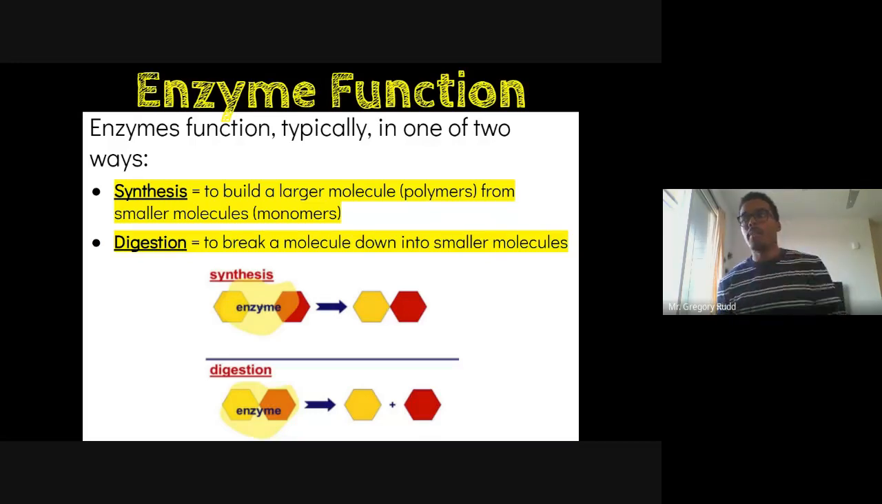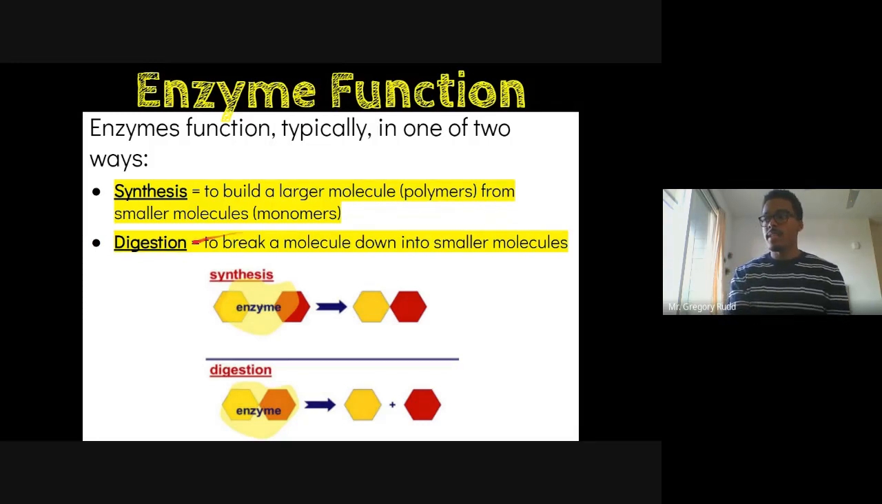Oftentimes, we're building a polymer from its monomers. But we can also combine 2 polymers to make an even bigger polymer. Digestion is the opposite of that. We're breaking something down into smaller parts. Sometimes that means breaking a polymer down into its monomers. Sometimes that means breaking a polymer into a polymer and a monomer, or breaking a polymer down into a polymer and a polymer. It just depends on the size of things and what the enzyme's role is.